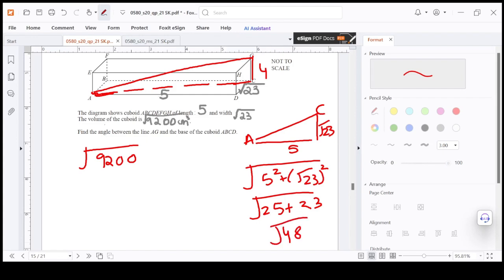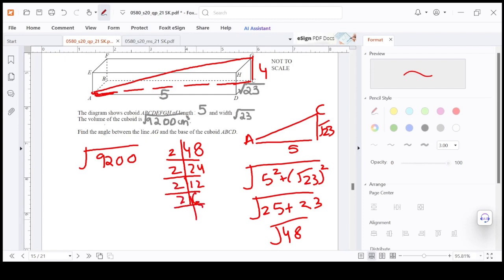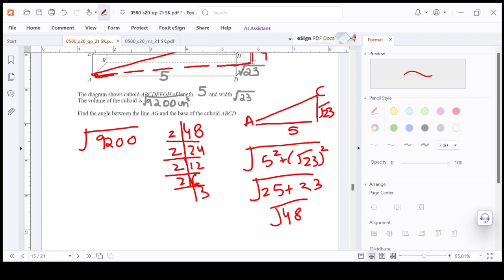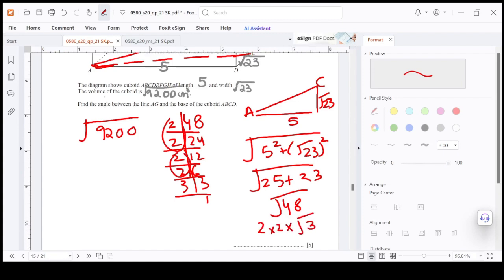Now, can we simplify square root of 48? Let's do that. 48 divided by 2 is 24, divided by 2 is 12, divided by 2 is 6, divided by 2 is 3. So square root of 48 is actually, this pair comes out, this pair comes out. So there's a 2 out, another 2 out, but 3 cannot come out. So it's 4 square root of 3.